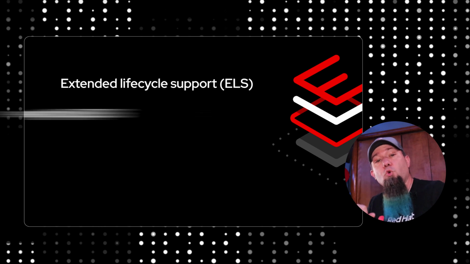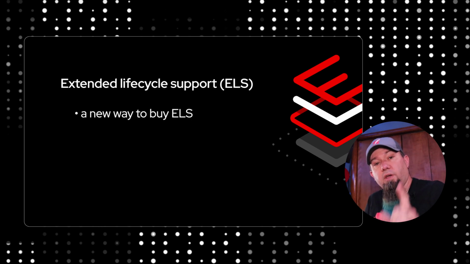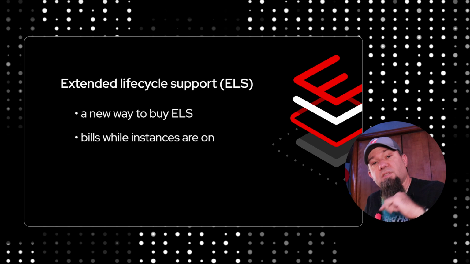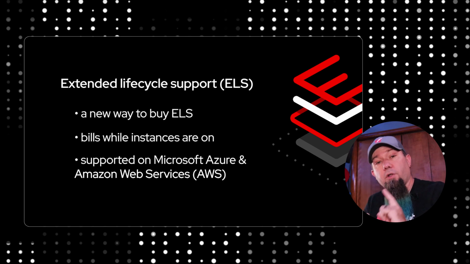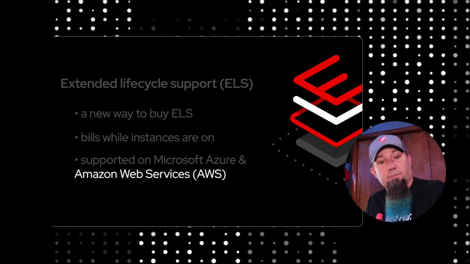Well, we realize that that isn't quite how people like to do it in cloud environments. In the cloud, maybe your systems aren't running all the time. Or maybe you're in the cloud and you have this really great plan to turn off all those RHEL 7 systems throughout the course of the next year. And you really don't want to buy all those add-ons up front. So for that, we have a new way to buy extended lifecycle support, which will bill you while your instances are on. Now, this is currently supported on Microsoft Azure and Amazon Web Services. This video is going to show you how to do it on Amazon Web Services.